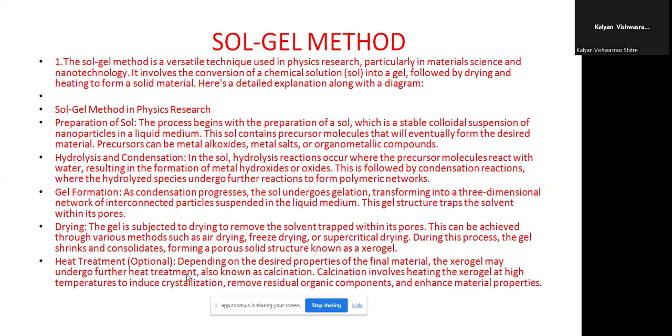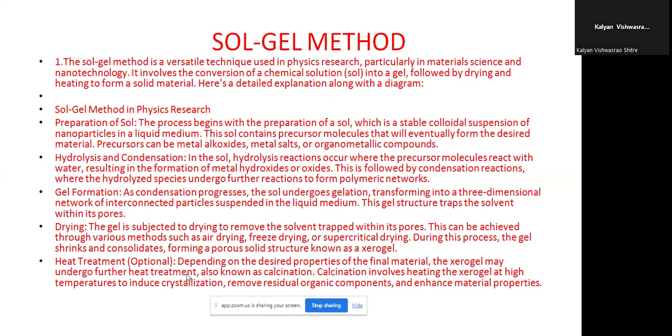Hydrolysis and condensation. In the sol, hydrolysis reactions occur where the precursor molecules react with water, resulting in the formation of metal hydroxides or oxides. This is followed by a condensation reaction where the hydrolyzed species undergo further reaction to form a polymeric network. Gel formation. As condensation progresses, the sol undergoes gelation. It forms the gel, transforming into a three-dimensional network of interconnected particles suspended in the liquid medium. This gel structure traps the solvent within its pores.